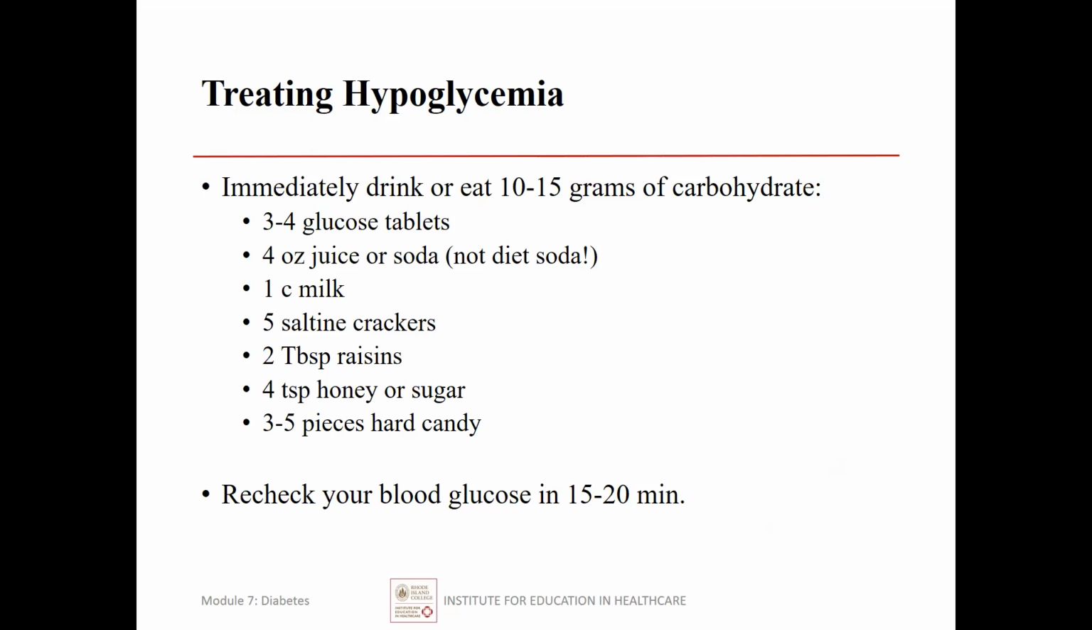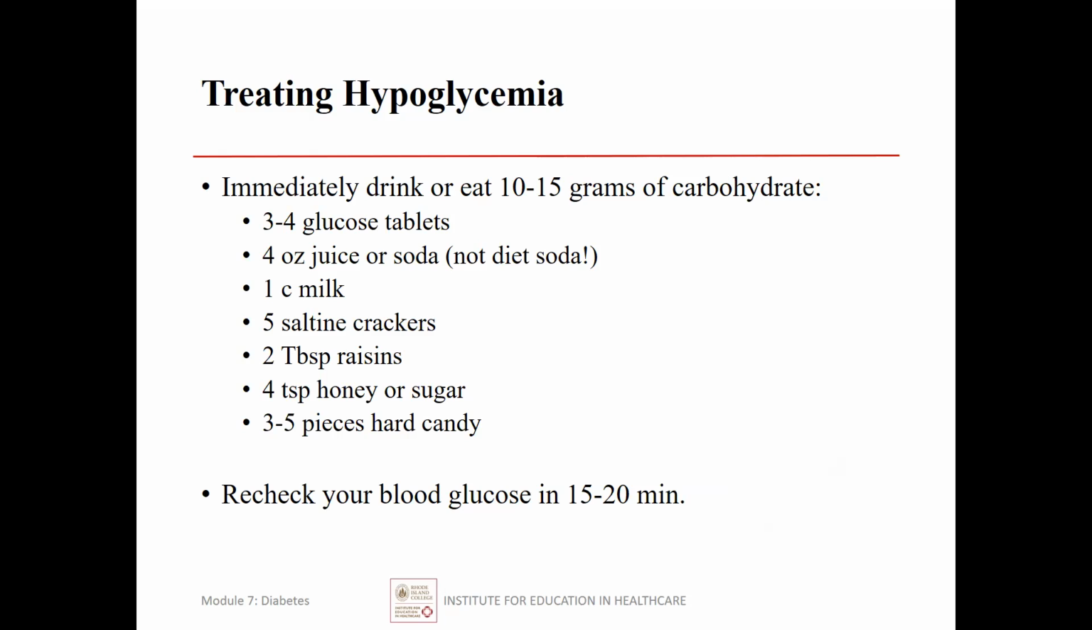So if they test their blood sugar and it's under 70, they need to immediately drink or eat about 10 to 15 grams of carbohydrate. There's different ways they can get this. These are some of the quickest ways for them to get it: to take 3 or 4 glucose tablets, to drink 4 ounces of either juice or soda.